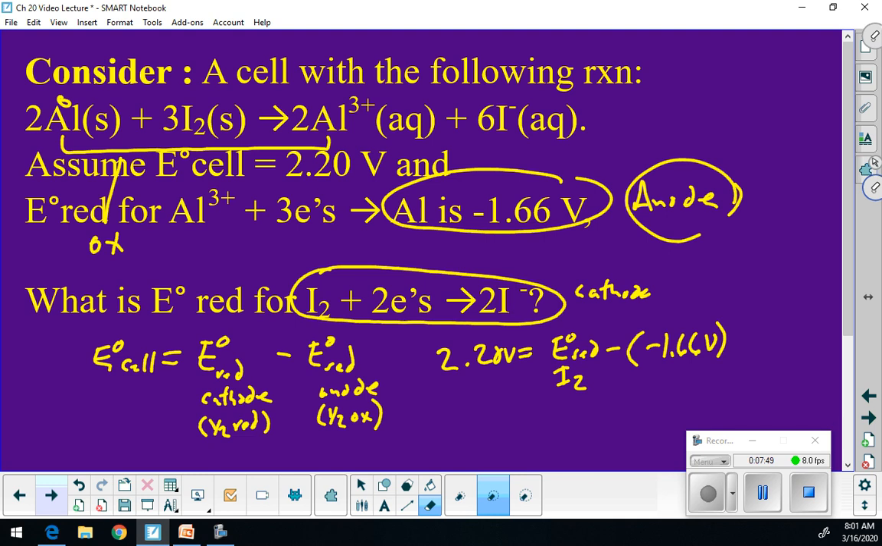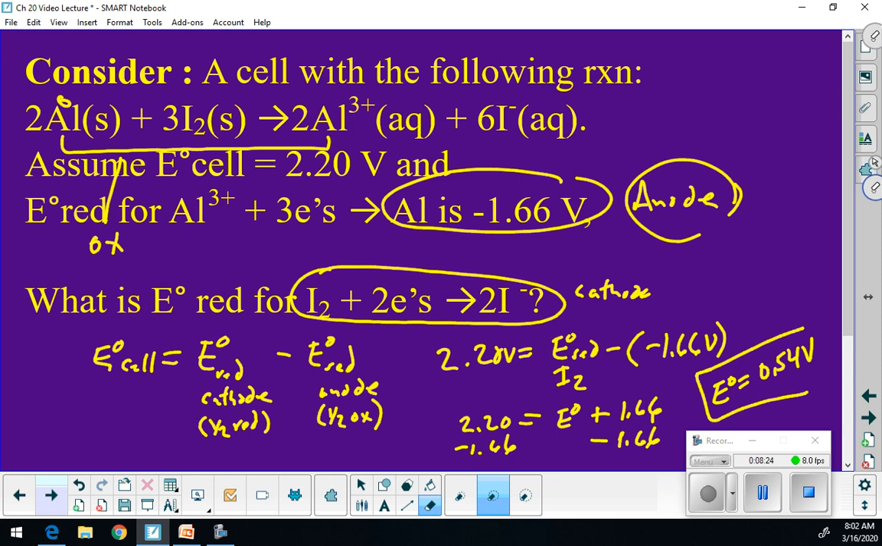So what do I get out of that? I'm going to take the 2.20 and subtract my negative 1.66, right? Because, ladies and gentlemen, a negative minus a negative is really a positive 1.66. So how do I get rid of the negative? I have to subtract. You guys remember basic math. Fox would be so proud of you all if you can handle this. And you get 0.54 volts. So that's my standard reduction potential, 0.54 volts, for iodine.